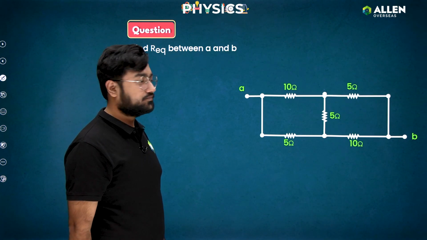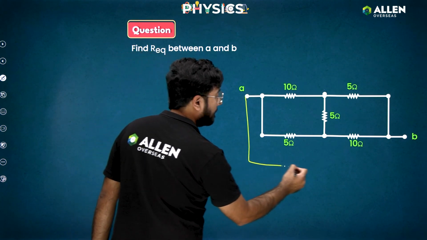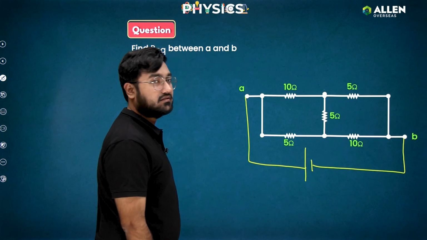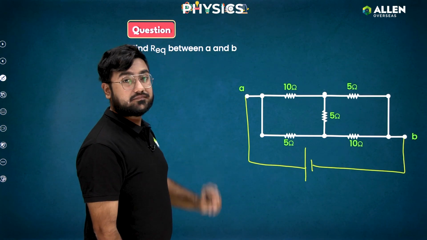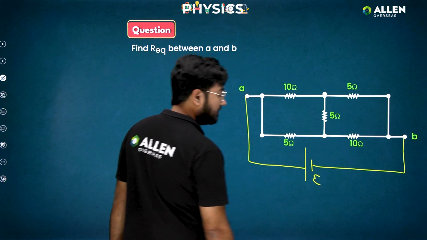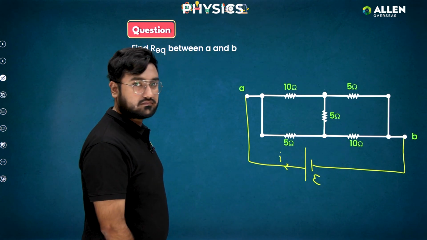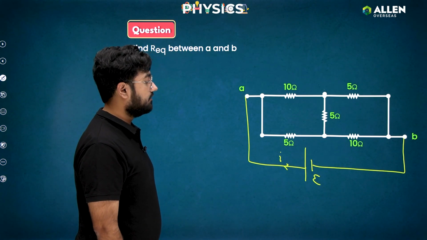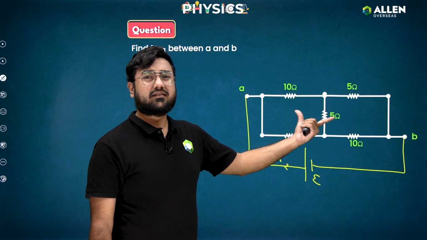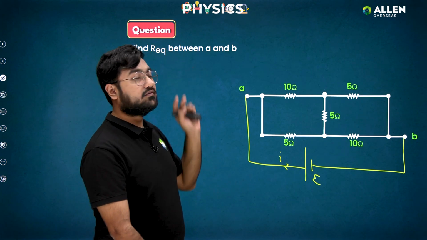So what to do? The best bet is to connect a battery between the points A and B. I can do that. The EMF of the battery is E, and suppose the current delivered by the battery is I. Now I have to replace this complete complex looking circuit with one single resistor. That is your R equivalent.